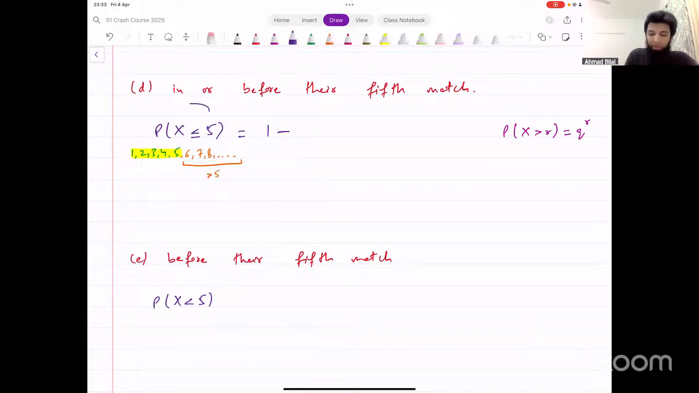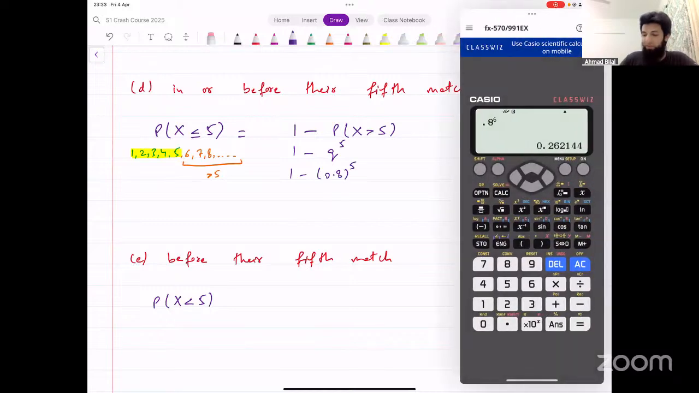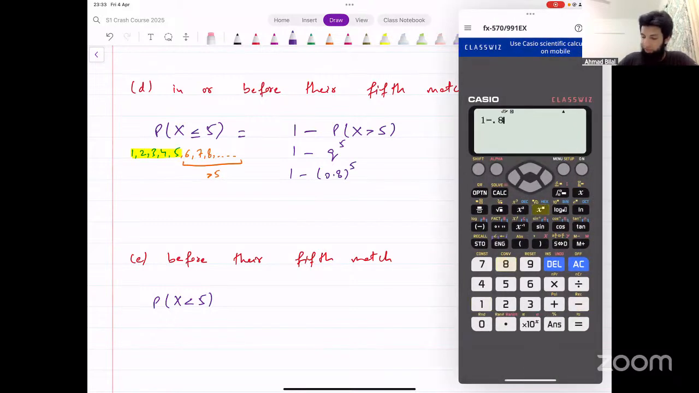So probability of x less than or equal to 5 is the same as 1 minus probability of x greater than 5. What does that become? That becomes 1 minus q raised to power 5, and that's 1 minus 0.8 raised to power 5, and that should give you the result. You can see what that is. 1 minus 0.8 raised to power 5 is 0.672. That's the final answer that we've got.